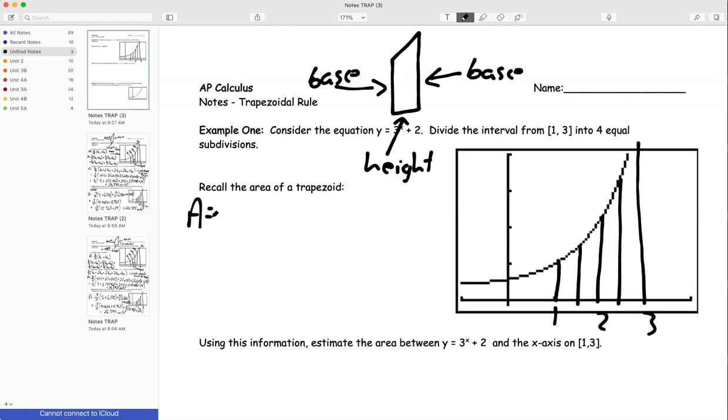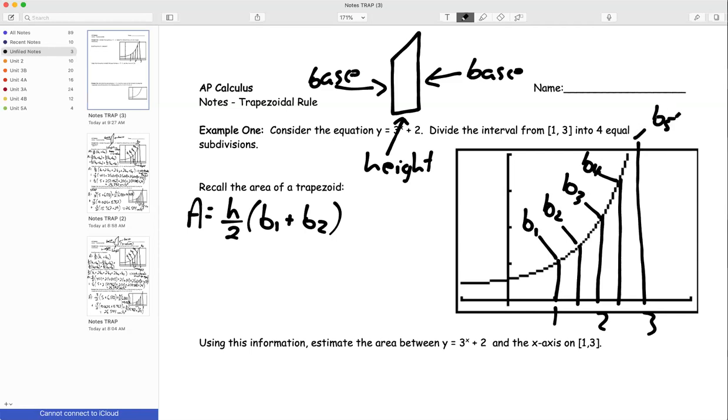The area of a trapezoid, do we remember the area of a trapezoid? Did we bring our geometric A game this morning? Apparently not. It's the height divided by 2 times base 1 plus base 2. Okay, so let me label these a little bit. I'm going to call this base 1, and this base 2, and this base 3, and this base 4, and this would be base 5. And so my height here is going to be given by this value. So when we are working these, my height is going to be the x values, and the bases are going to be the y values.